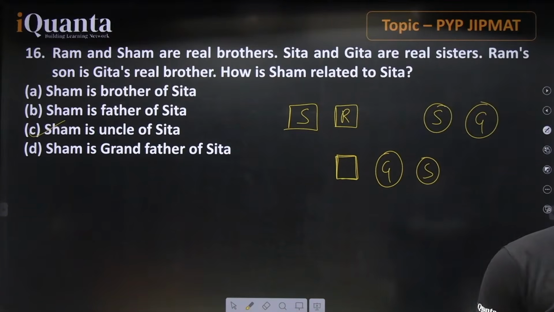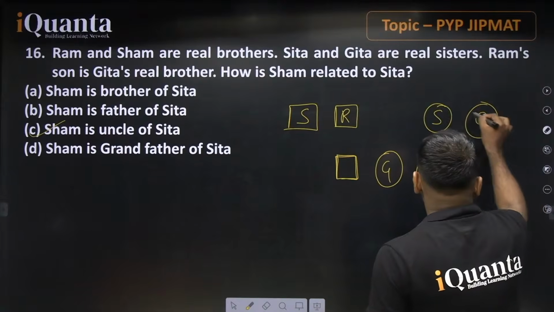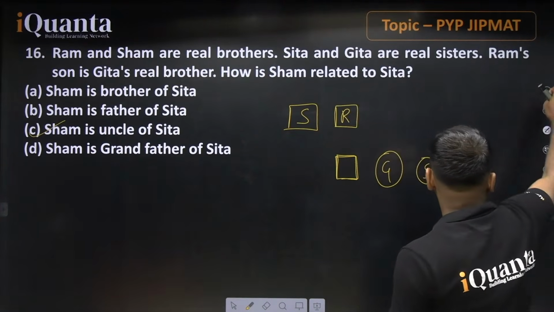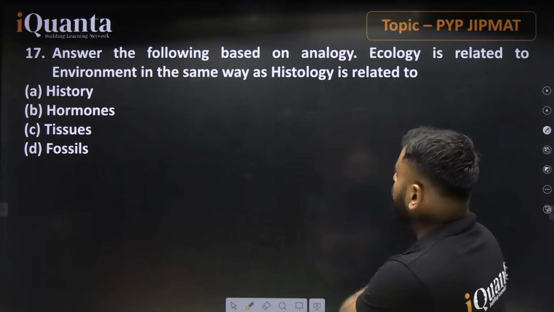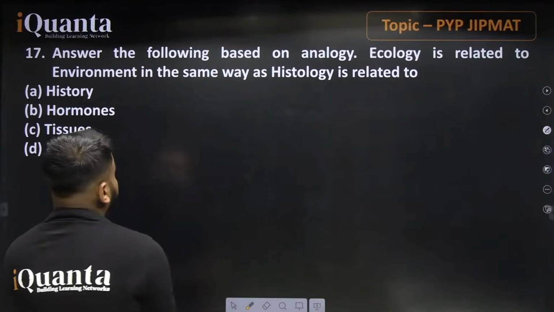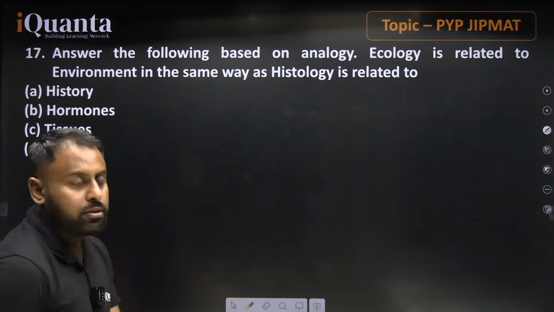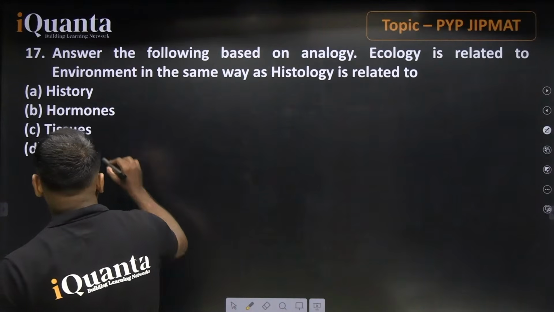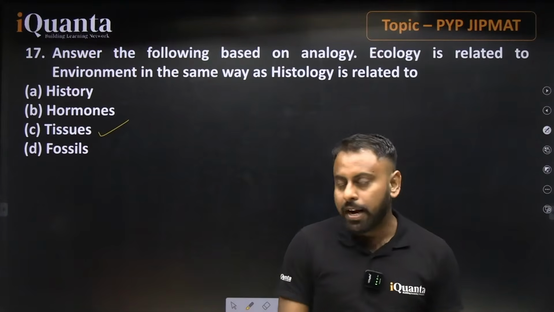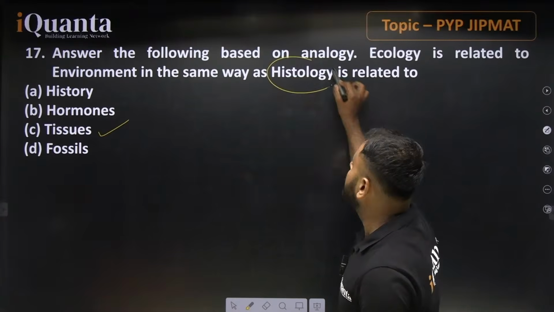I hope that it is clear to you guys. We can just eliminate this arrangement from here, and now moving ahead with next question. Answer the following based on analogy. Ecology is related to environment in the same way as histology is related to. This is not history, this is histology, and we know that it's about tissues and structure of tissues, right? So the study of tissues and its structure is known as histology.